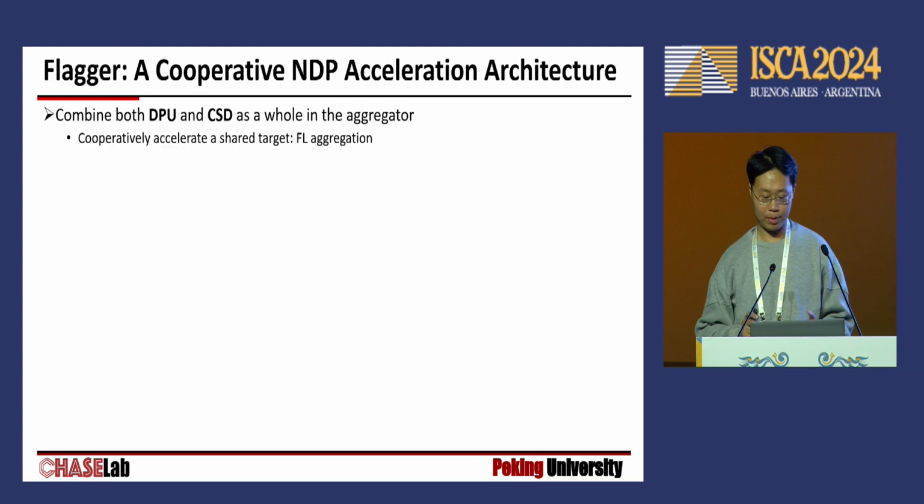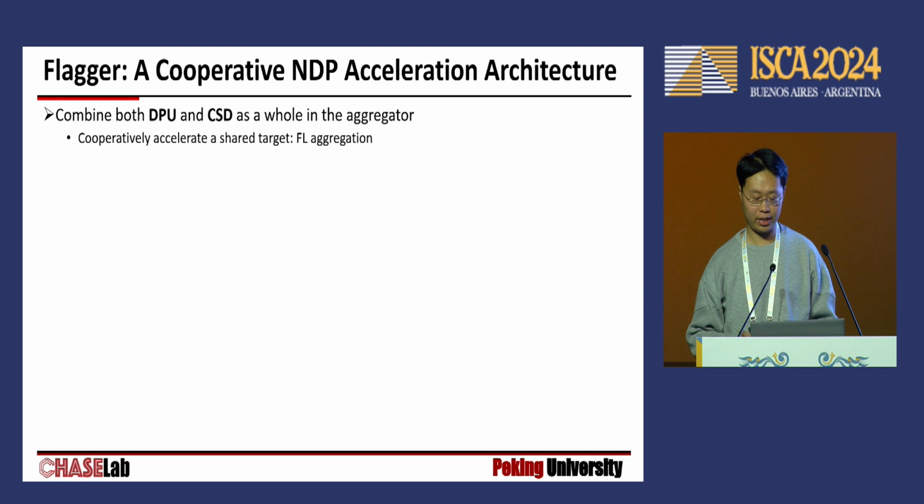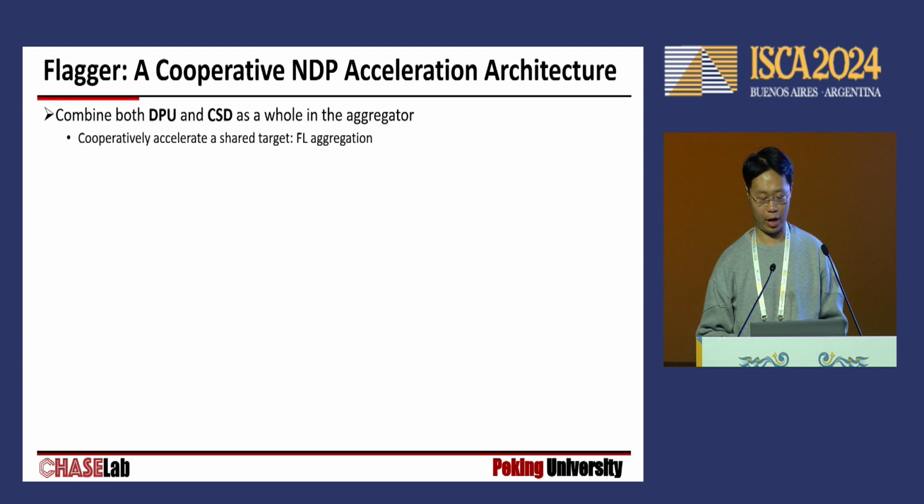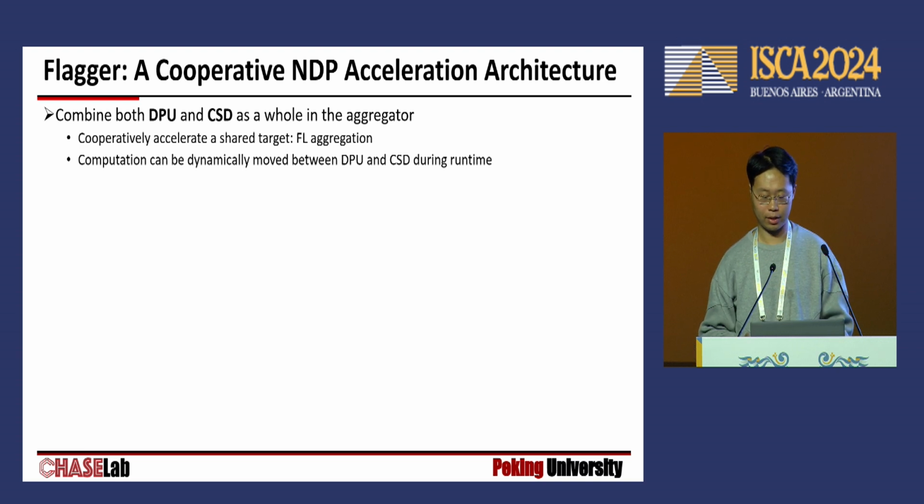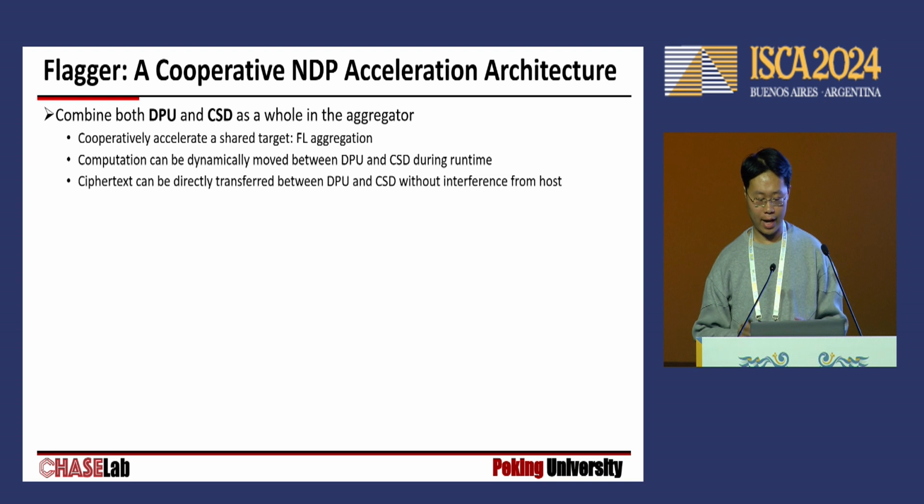Based on this observation, we propose Flagger, which combines both DPU and CSD as a whole in the aggregator to cooperatively accelerate a shared target, FL aggregation. The computation can be dynamically moved between DPU and CSD during runtime based on the real-time load, and the ciphertext can be directly transferred between DPU and CSD without interference from the host.